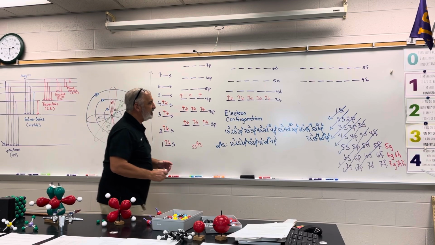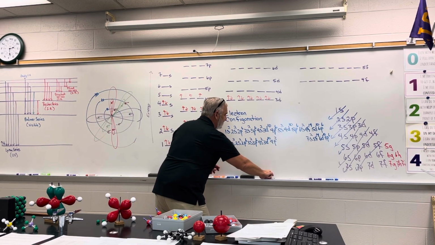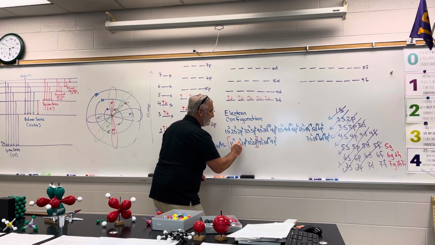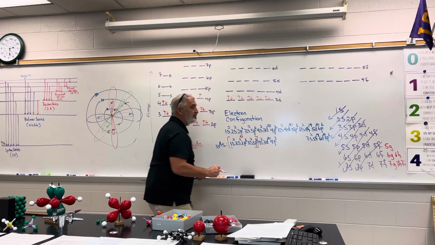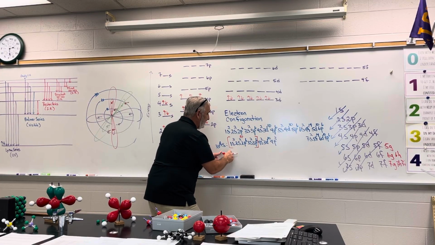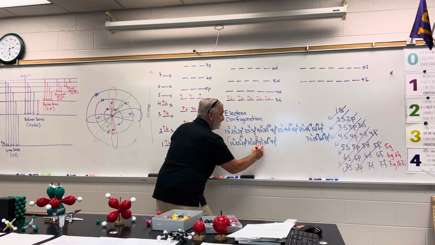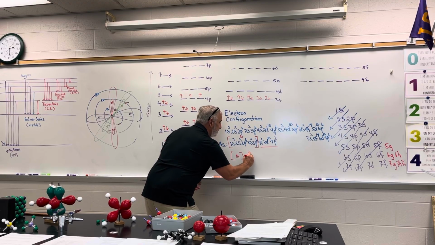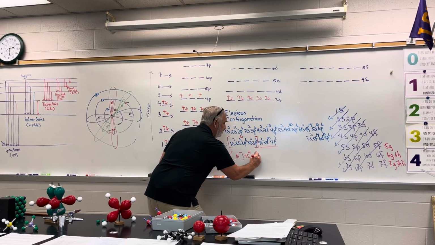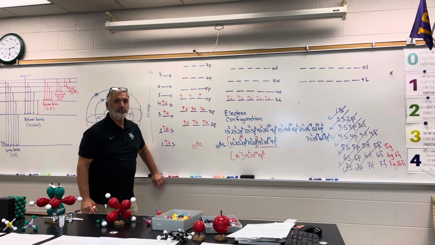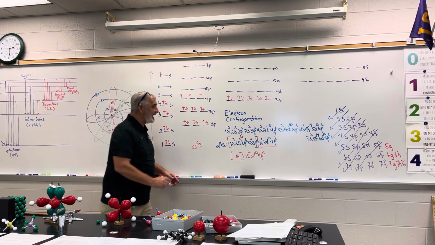Okay, so when I look here, my previous noble gas is right here, my 3p6. That is going to be argon. So arsenic has everything that argon has plus this much. So we're going to say argon plus 4s2, 3d10, 4p3. That's the noble gas configuration.